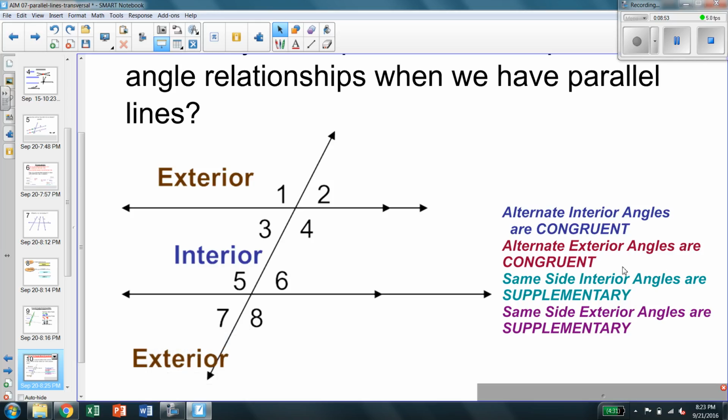Same side interior angles, like 4 and 6, can't be congruent because one's obtuse, one's acute. 4 and 6 are supplementary. They add up to 180, and the same holds true for same side exterior angles.